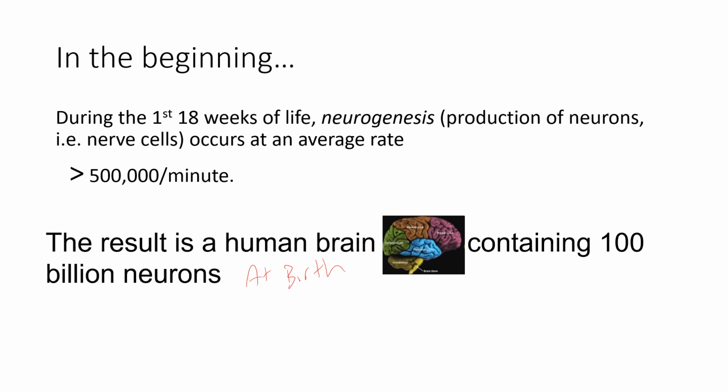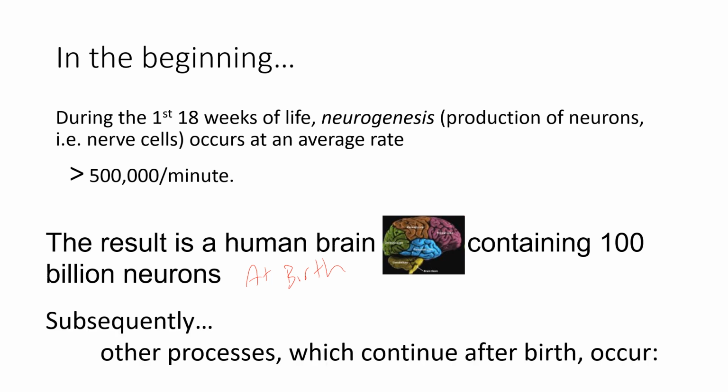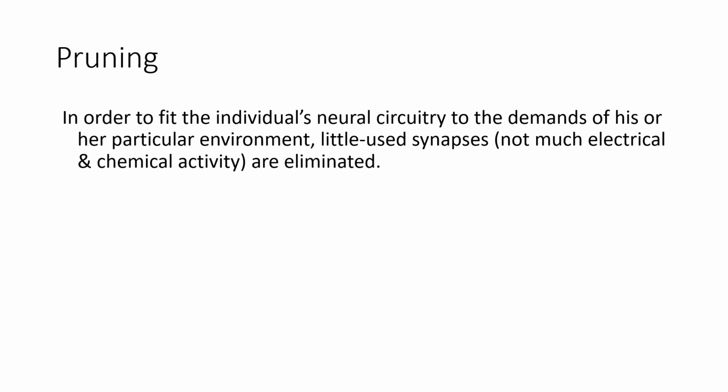The process does continue after birth, but other processes take precedence after birth. So again, the first 18 weeks of life, which is early on, there's this rapid neurogenesis. The process still occurs after that, but it really slows down, and other processes occur after birth. So at birth, we've got about 100 billion neurons. Then after birth, pruning occurs.